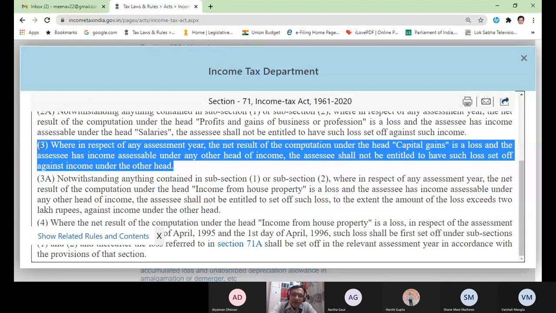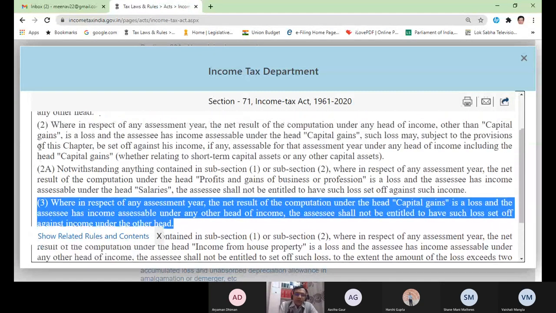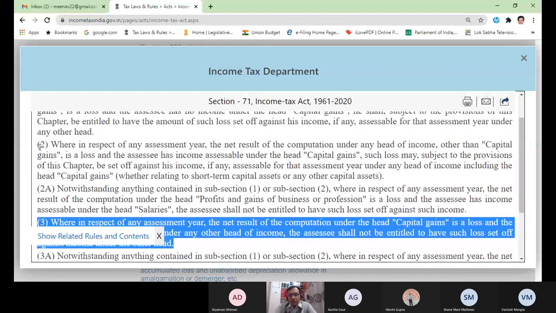That is why I told you also, because of this subsection, that capital losses cannot go in other heads. These have to remain in the same head. This is what the point is. So this is only a sample point. You can read it on your own later on.